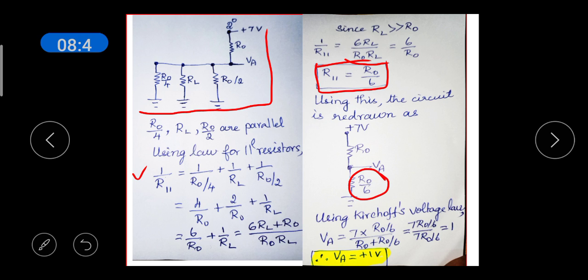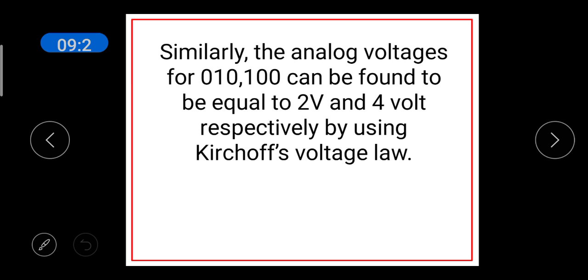This R0 by 6 is nothing but the parallel combination of R0 by 4, RL and R0 by 2. Now this is a simple voltage divider circuit. So you can use Kirchhoff's voltage law to find the output voltage VA, which is equal to the source voltage 7 volt into the voltage across which the output voltage is found, that is R0 by 6 divided by the total resistance R0 plus R0 by 6. So it is equal to 1, or we can say that VA is equal to plus 1 volt.